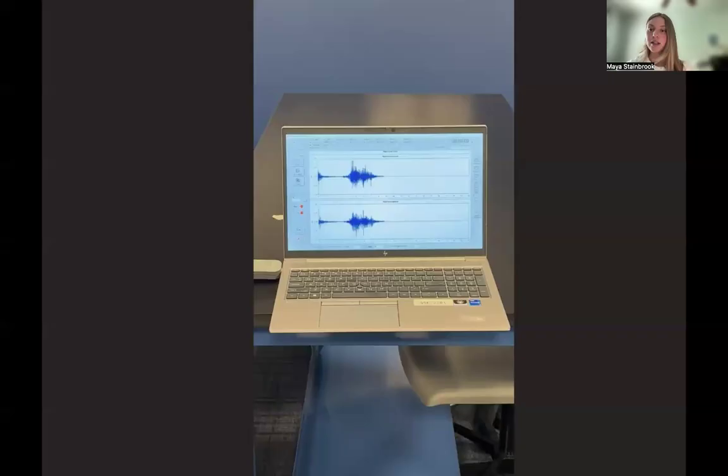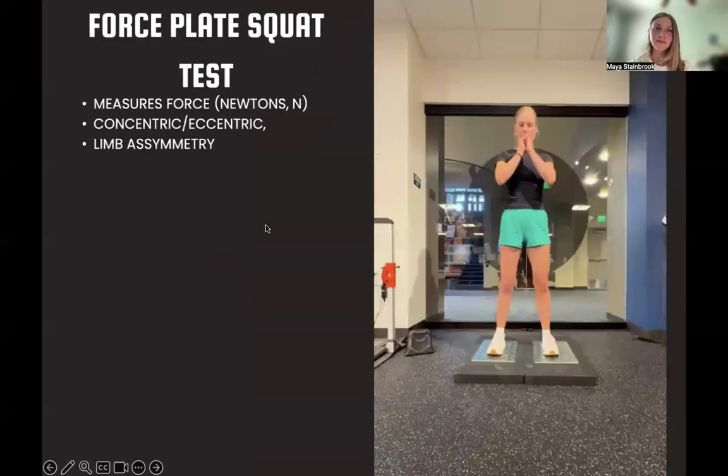So, like I said, those peaks show 100%. Anything less than that is going to be a neurological deficit. And then for strength testing, we can do a force plate squat test, which measures forces in newtons, and it's going to measure the concentric and eccentric force that the muscle is generating. And it's also going to measure limb asymmetry.